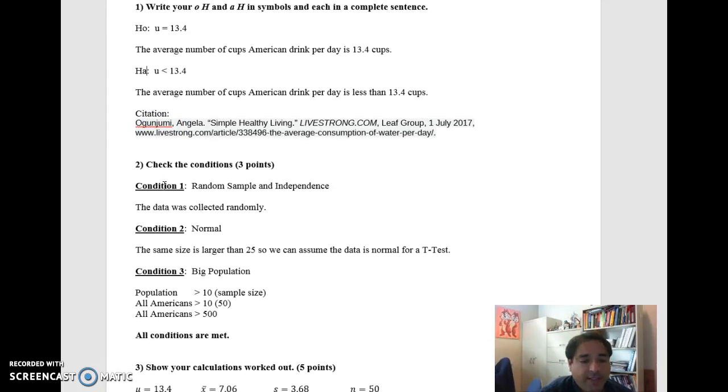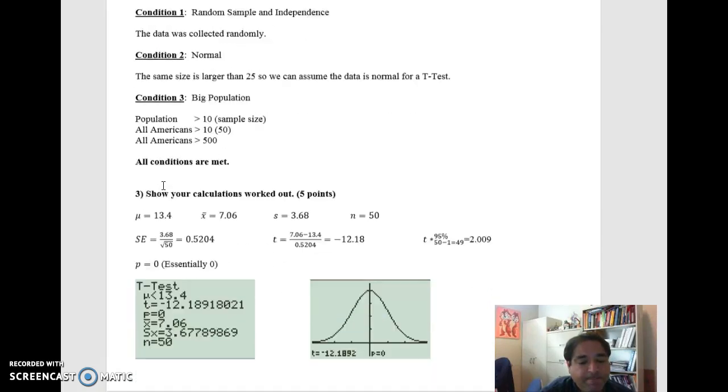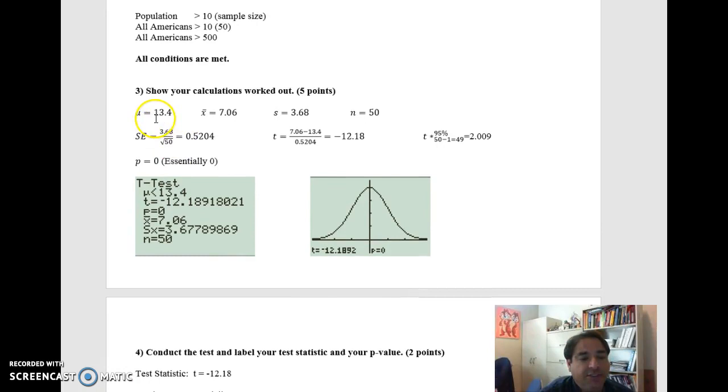The conditions were met. It was randomly selected. My sample size is larger than 25. I had 50, so it's normal, so we can do a t-test. And all Americans are larger than 500. Here's all my calculations, the mu, the x bar, the s, the n. My standard error was 0.5204 using the formula.